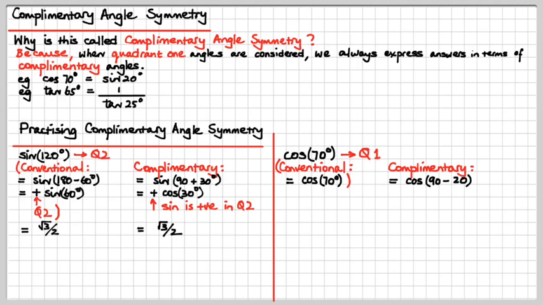It's 20 degrees short of 90, so it's 90 minus 20 relative to the vertical axis, remember. That's going to be sine of 20. And for your information, cos of 70 is the same as sine of 20. Okay, so that's how that works.